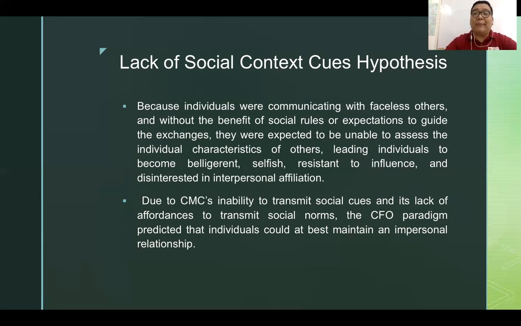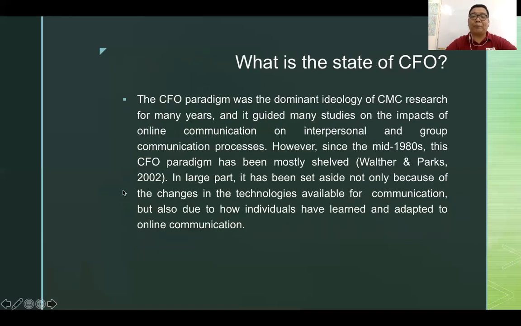Due to computer-mediated communication's inability to transmit social cues and its lack of affordances to transmit social norms, the CFO paradigm predicted that individuals could at best maintain an impersonal relationship. So this is where, because interpersonal relationships are considered quite impossible to happen in a computer-based context, then we can say that there is this impersonal communication happening instead of the previous one that I mentioned, the interpersonal communication.